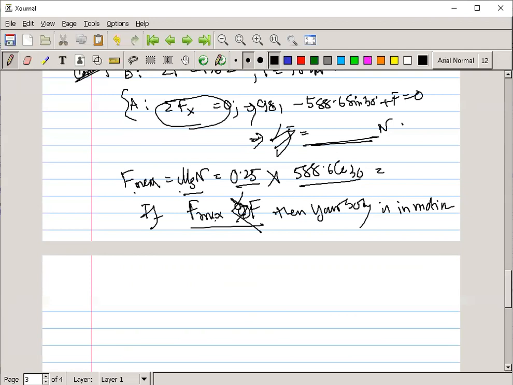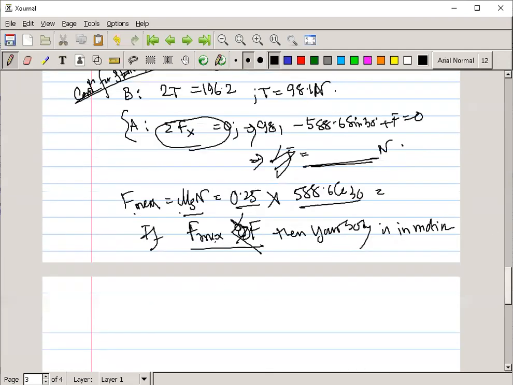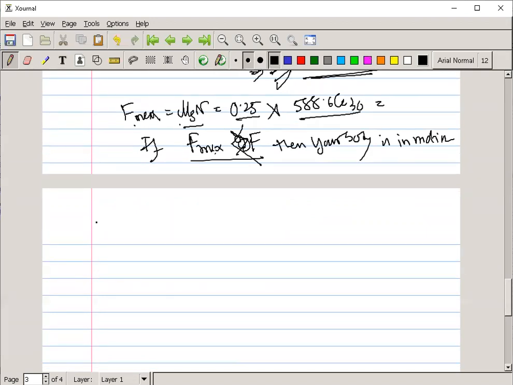Now from the kinematics, what we can write? See here, the trick is here. You can see there is only one tension in the cable, and there are two tensions in the cable. It means the acceleration of body A is equal to twice the acceleration of body B.